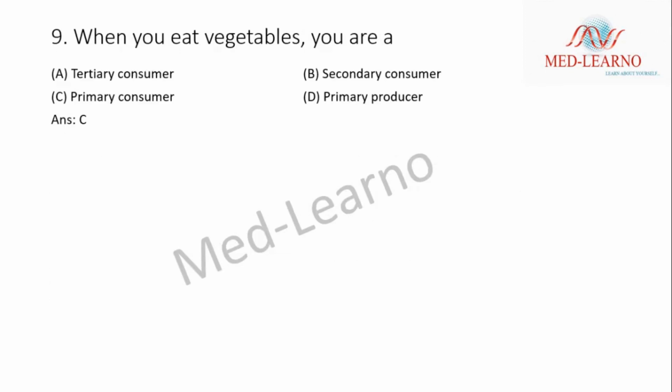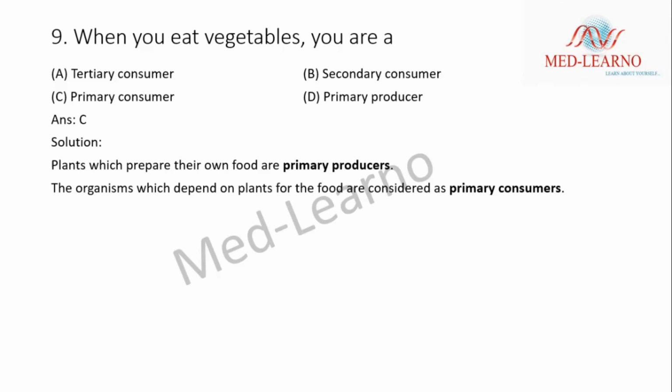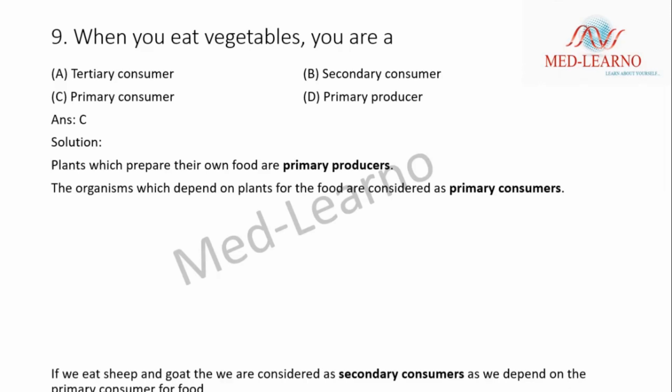When you eat vegetables, you are tertiary consumer, secondary consumer, primary consumer, or primary producer. Answer is option C, primary consumer. Here, the plants which prepare their own food are called primary producers. The organisms which depend on the plants for food are considered primary consumers. Example, sheep and goat. Here, if we eat vegetables, then we are considered primary consumers.